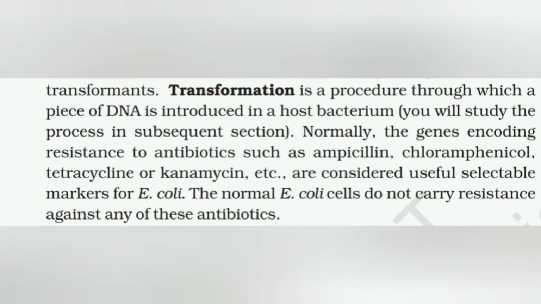Transformation is the procedure through which a piece of DNA is introduced in a host bacterium. Normally, the genes encoding resistance to antibiotics such as ampicillin, chloramphenicol, tetracycline, or kanamycin, etc., are considered useful selectable markers for E. coli. The normal E. coli cells do not carry resistance against any of these antibiotics.